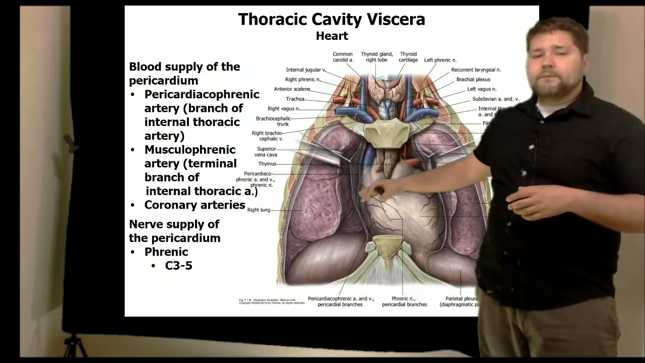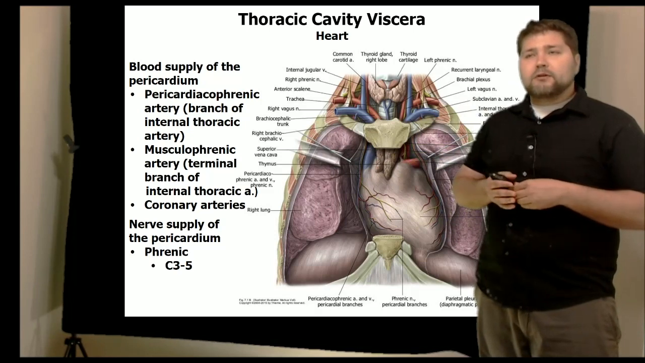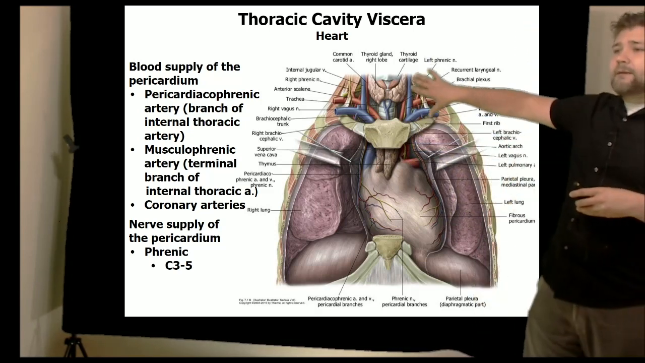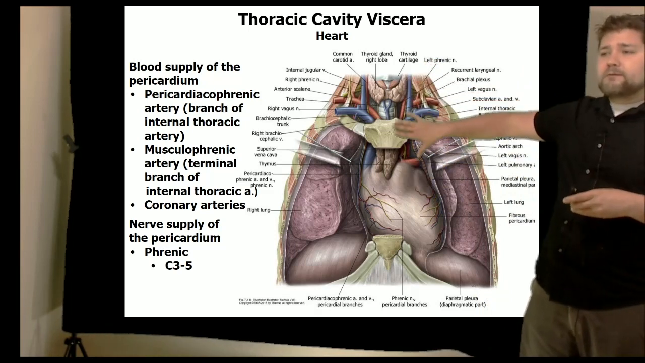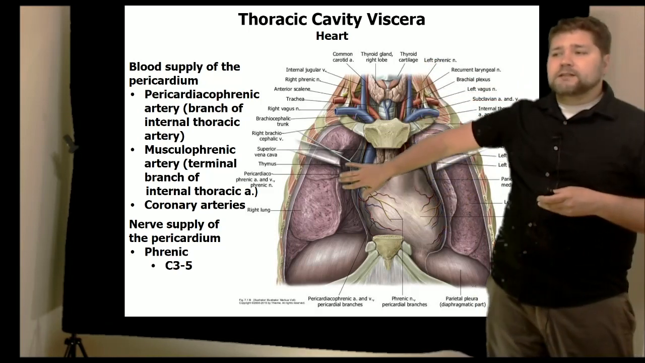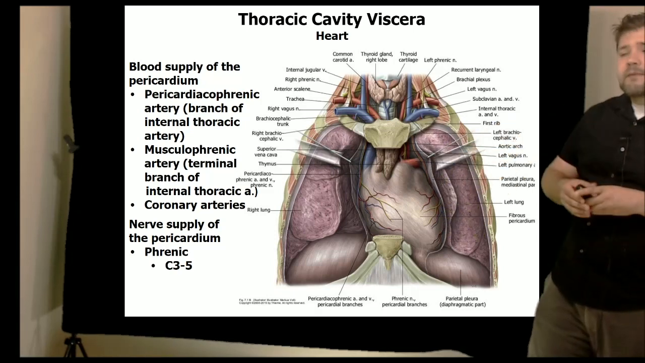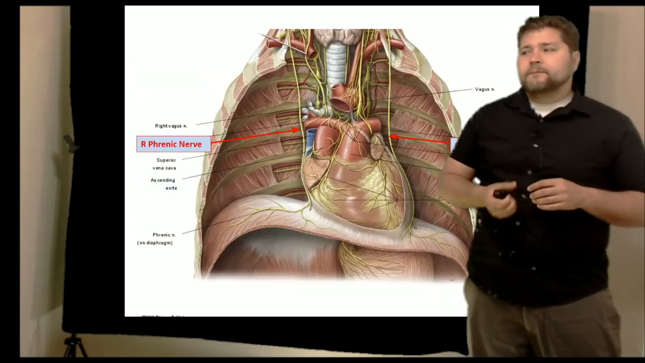Nerve supply: pericardial nerve supply comes from the phrenic nerve. So we saw that as some of those sensory fibers are coming off. The only motor innervation from the phrenic nerve is the diaphragm. All other sensory is going to be from the pericardium, as well as some of the diaphragm and some of the parietal pleura as well.